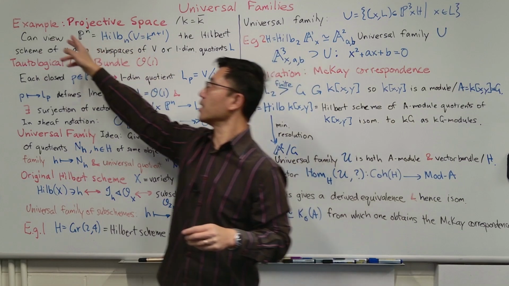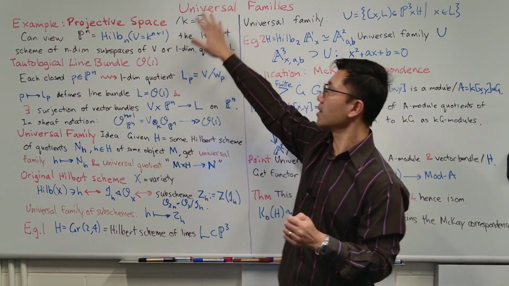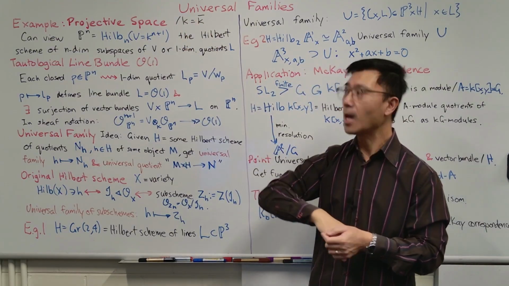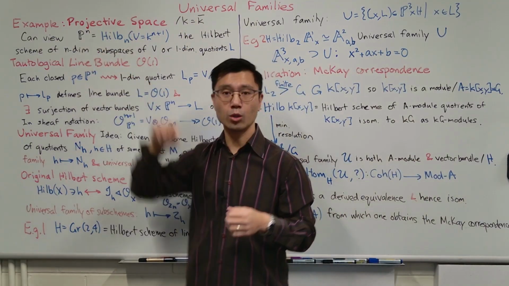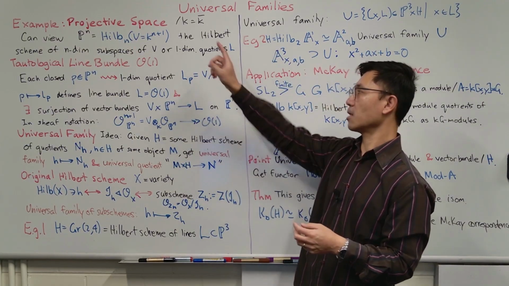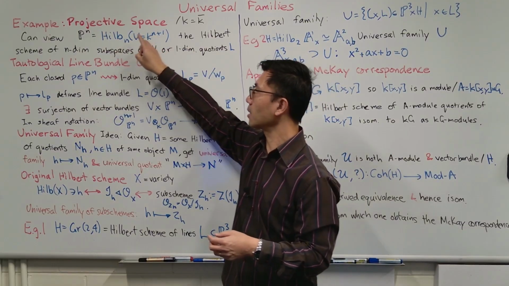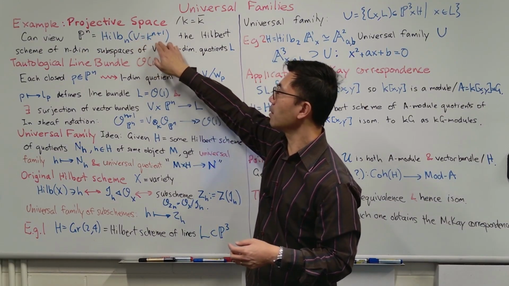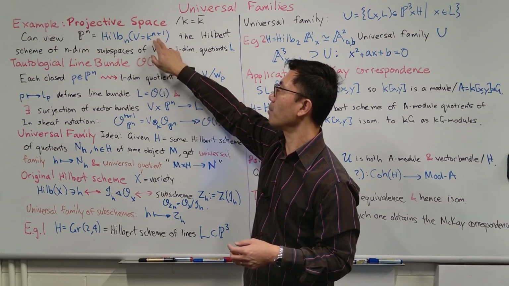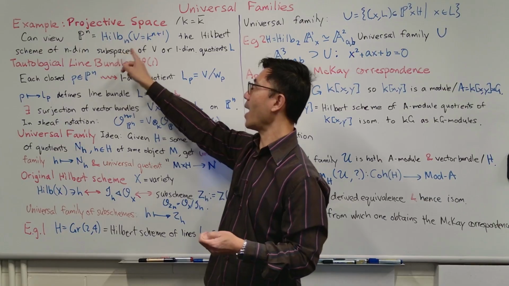The example is going to be the projective space, and in this setting we want to work over an algebraically closed field K. And the projective space Pn, I want to view as a Hilbert scheme. And in this case, the Hilbert scheme I want to look at is the following. I want to look at the object which is n+1 dimensional K space. Okay, so that's an n+1 dimensional vector space over K. And I want to look at Hilbert n of this.